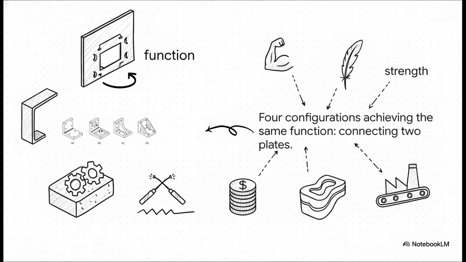This is a fantastic, simple example of what I'm talking about. The goal is easy, right? Just connect two plates at a right angle. But look at the possibilities. You could bend a piece of sheet metal. You could machine it from a solid block. You could weld a couple of pieces together. You could even have a custom cast part. They all do the same basic job, but think about the implications. Each choice dramatically changes the strength, the weight, the cost, and how you'd even make the thing. This right here is the power of generating alternatives.